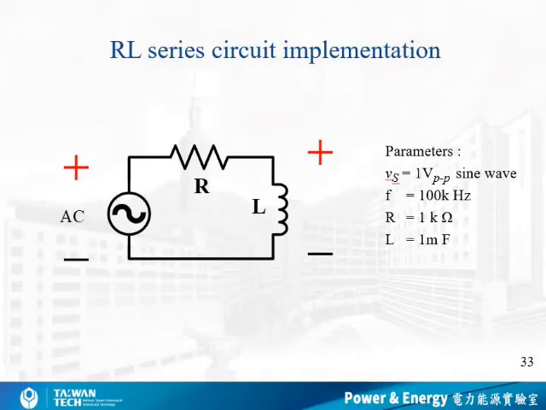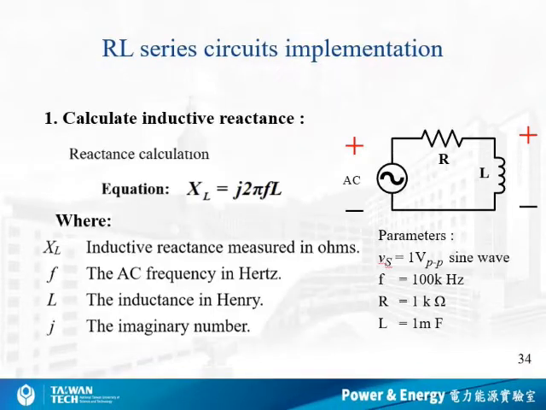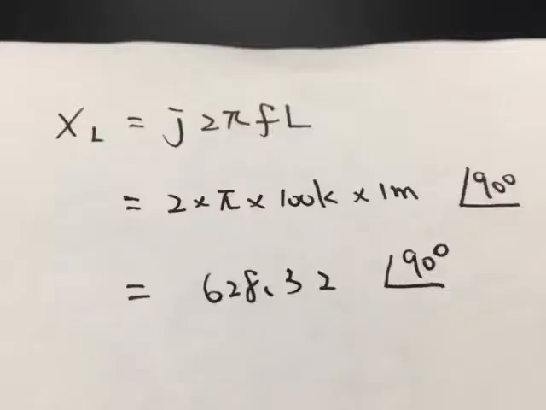It's an RL series circuit. We want to know the difference between the source voltage and the voltage across the inductor. Use the equation below and the parameters given. The imaginary number j causes a 90-degree phase shift. That is the reason why inductive reactance always has a positive 90 degrees. Then we can calculate the inductive reactance. Here is the step.